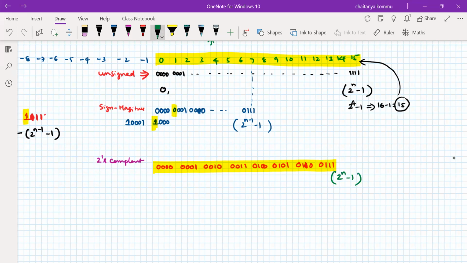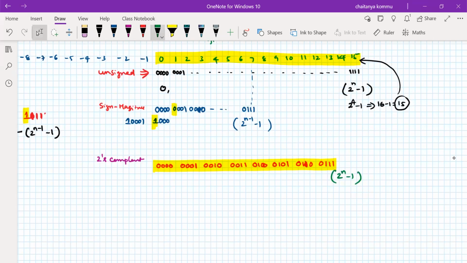But in the negative case, for example, how do we represent negative 0? How do we represent this one? For example, minus 1, minus 2, minus 3, minus 4, minus 5, minus 6, minus 7, minus 8. How many numbers can I represent? How do we represent minus 1?